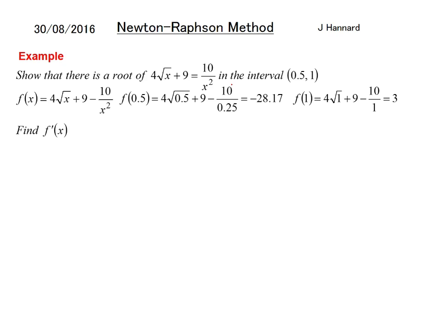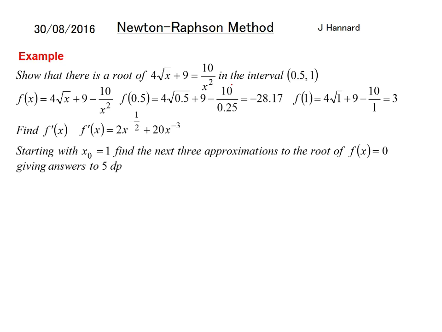Next part, find f dash of x. So you want them all in power form, and that is f dash of x. So check that I've done the right maths. Starting with x0 equals 1, find the next 3 approximations to the root of f of x equals 0, giving answers to 5dp. So it's exactly the same as the last question.